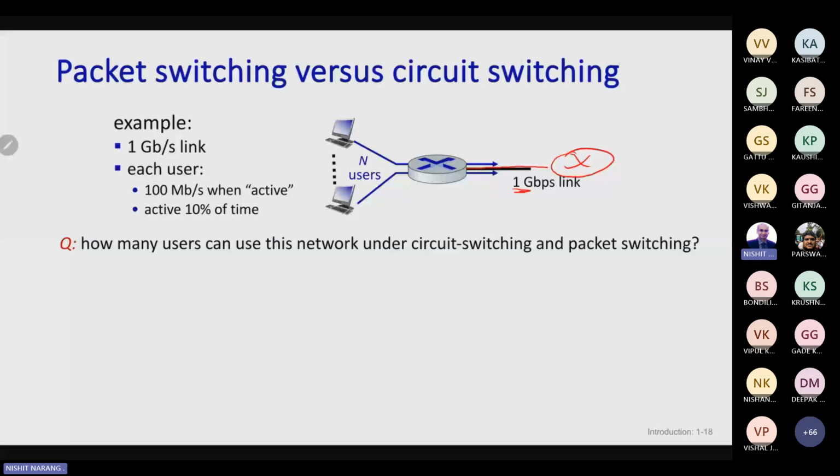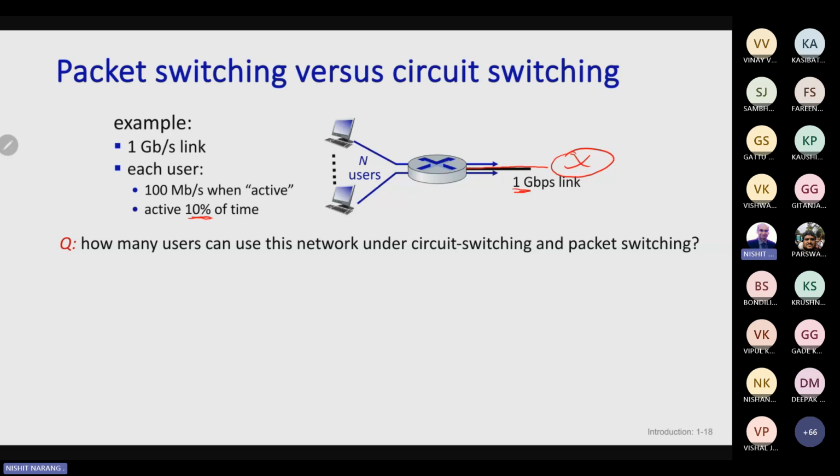Okay? Now, what I know is that of all of these end users, they're not always active. That is what we know in a communication network. When I sit on my computer, it's not as if I'm browsing the internet all the time. So I know that each of these end users, statistically speaking, I have measured that each user, when they are active, transmits traffic at 100 Mbps. But they're not always active. They are active only 10% of the time.